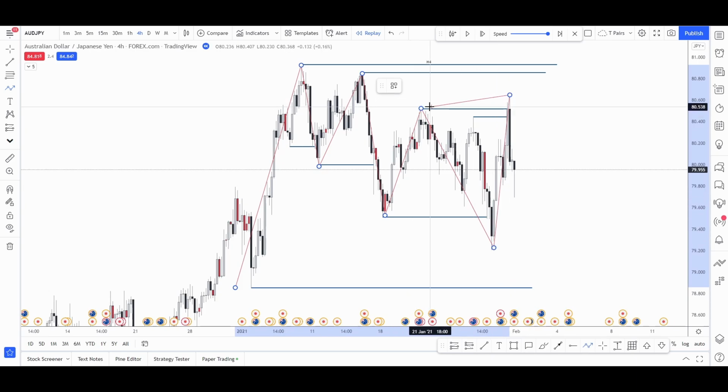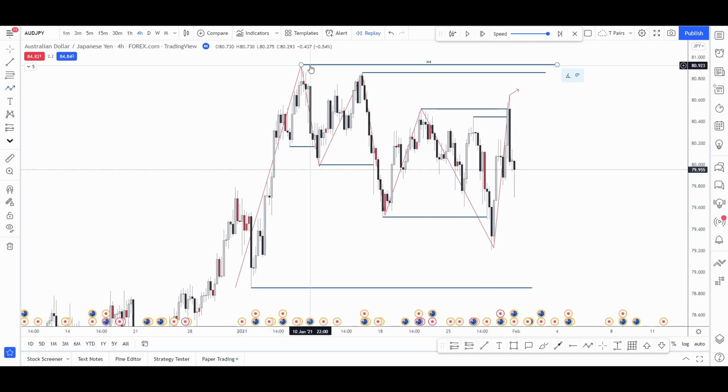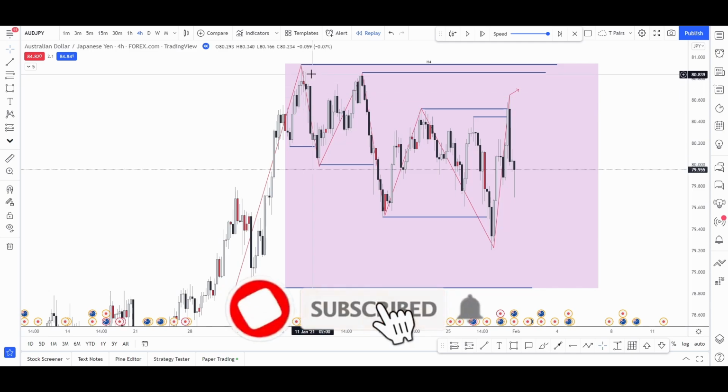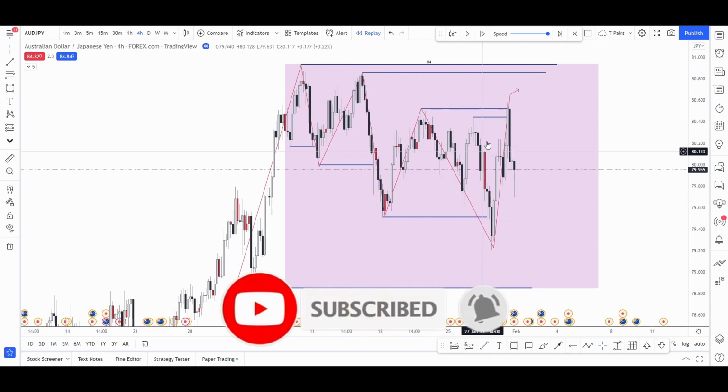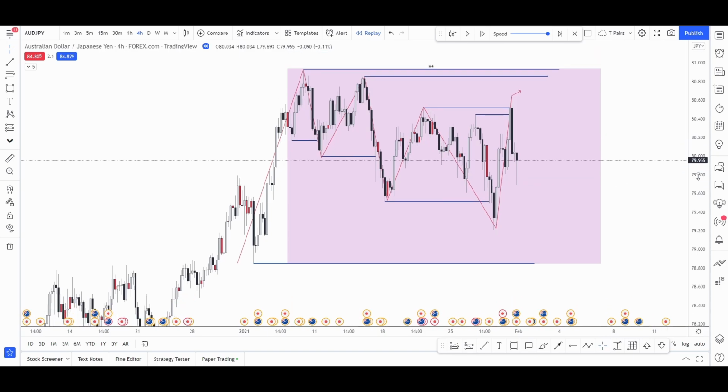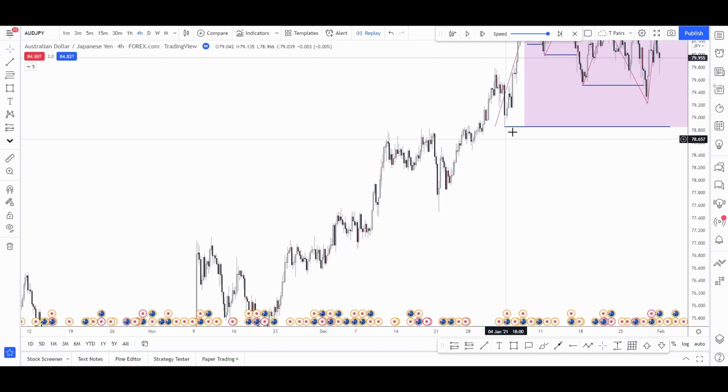Yet at the same time, all of this stuff going on here is just within this giant range, between there and there. So generally speaking, you can see this zigzagging movement as what's known as a complex pullback. A complex, complicated, whatever you want to call it, it's a pullback in part of this massive trend moving upwards.